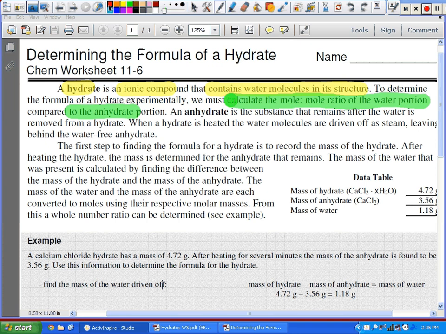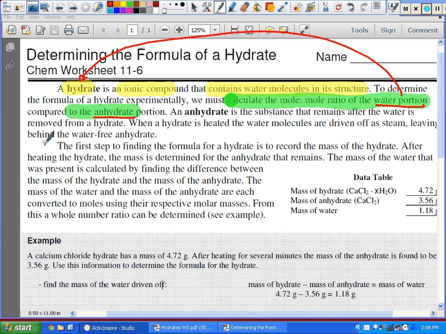And then it says compare the hydrate to the anhydrate. What in the world is an anhydrate? Don't read. Tell me. No. That's a good thought, but no. Okay. When you're in English class and you add the prefix "an" to something, what does that mean phonetically? Not or without. Very good. So an anhydrate is without water.